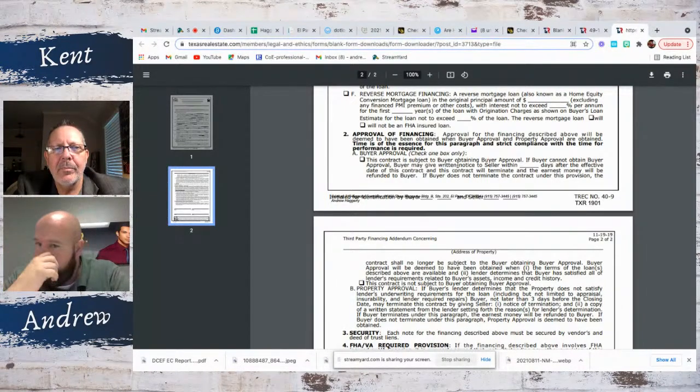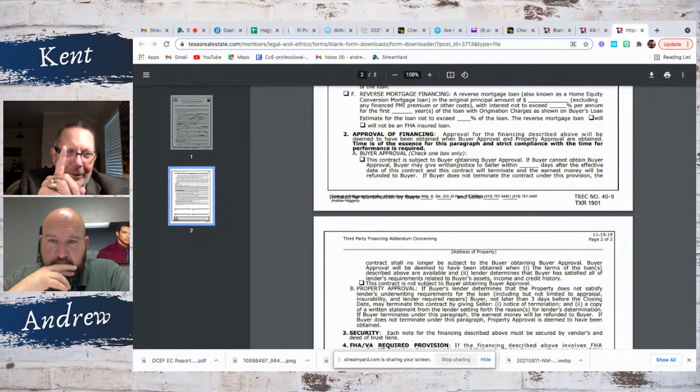The number you put there is the number of days. So if you put 15 days and on the 20th day you say, hey, my client can't get financing, you don't have the right to cancel this contract because of that. You only had 15 days for approval. So you need to understand that this is both property and buyer approval. So I got something to say there too.